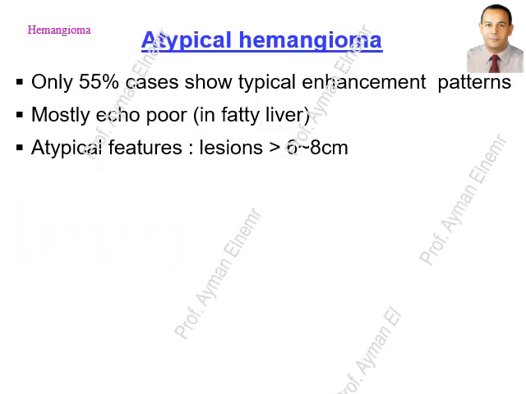Atypical hemangioma. Only 55% of cases show the previously mentioned typical enhancement pattern.